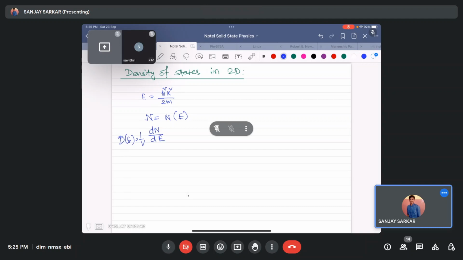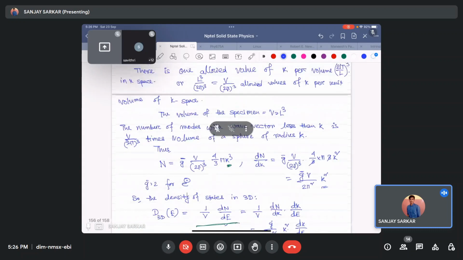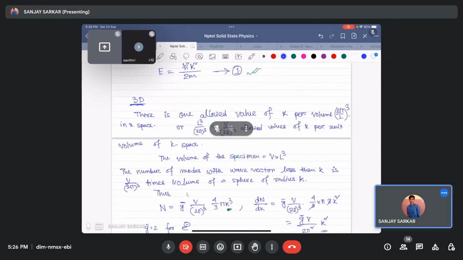Hello. Did anyone calculate the density of states in 2D for this parabolic dispersion? And can you tell me what is the dependence on energy? You need to do it actually. It is a replicate of this, so I'll just copy this because it's almost the same.